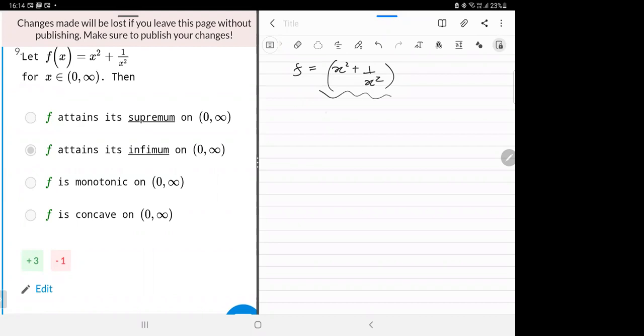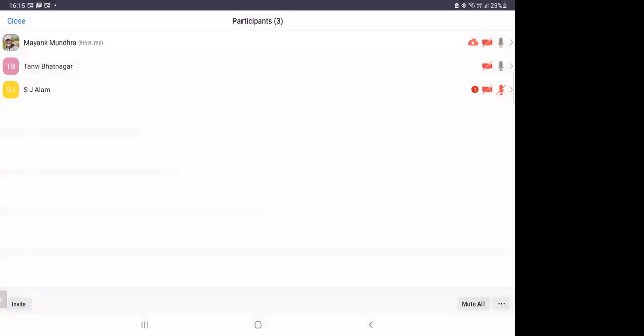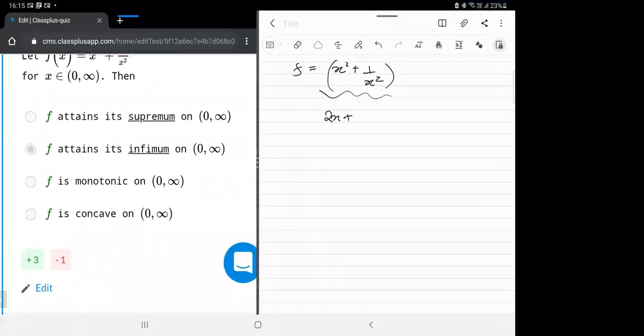So what is the differentiation of this function? 2x plus 2 upon x cube. Are you sure? Minus 2 upon x cube. Right. So this is the f prime.